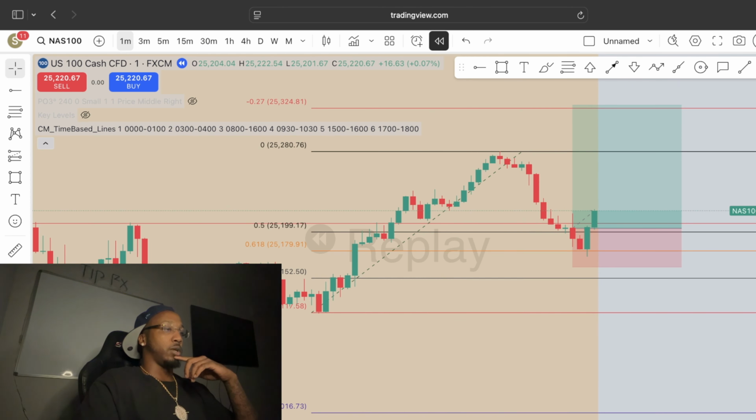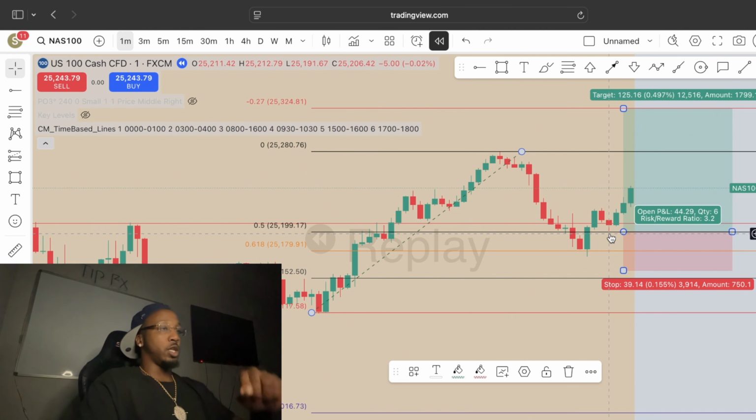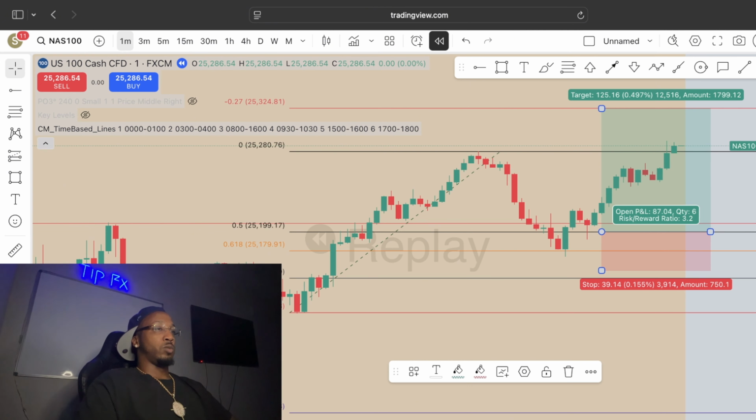Now let's see how this plays out. We got a break and retest, which is another confirmation. It broke it. We retested, which is another confluence. And now price is going up. Take profit 1 has been hit. So the trade has been validated.